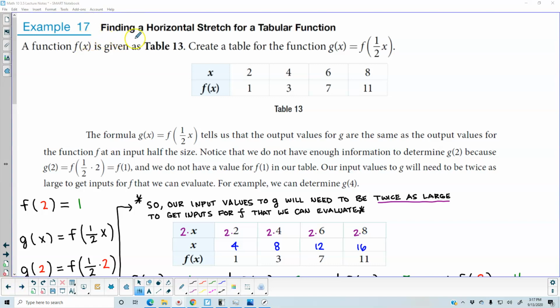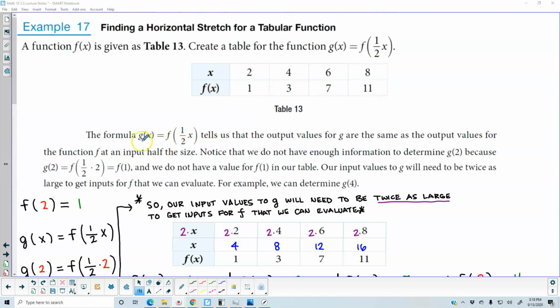Example 17, finding a horizontal stretch for a tabular function. A function f of x is given as table 13. We want to create a table for the function g of x, which is equal to f of 1 over 2x. So here are our input values, 2, 4, 6, 8. Our output values are 1, 3, 7, 11.